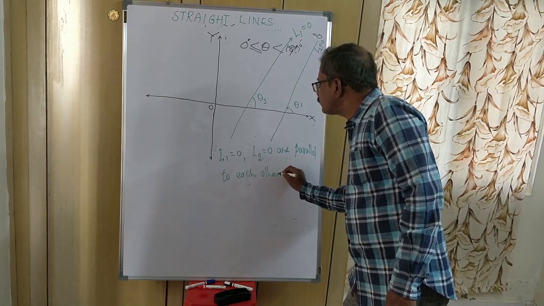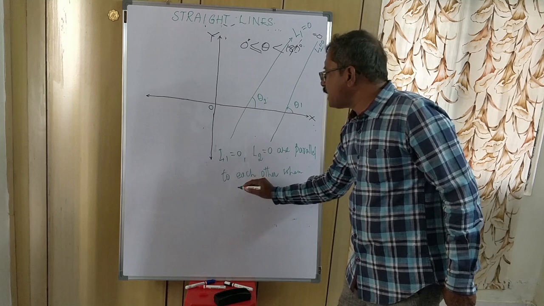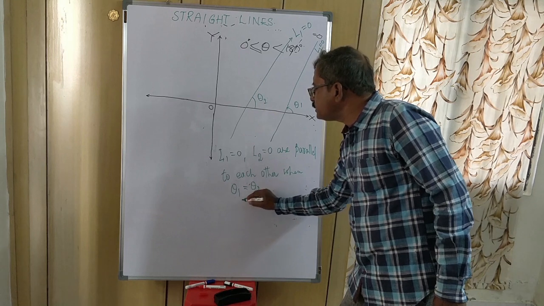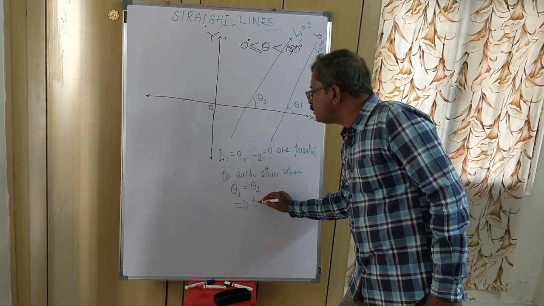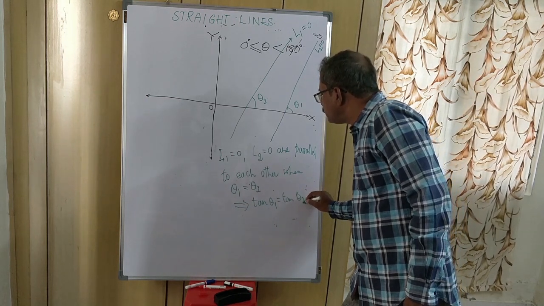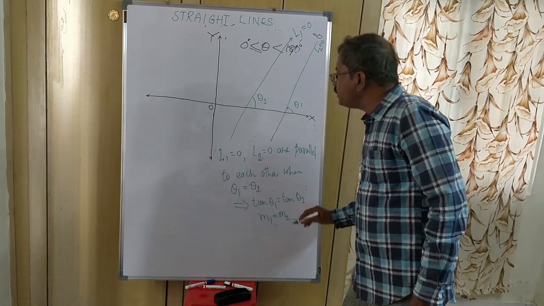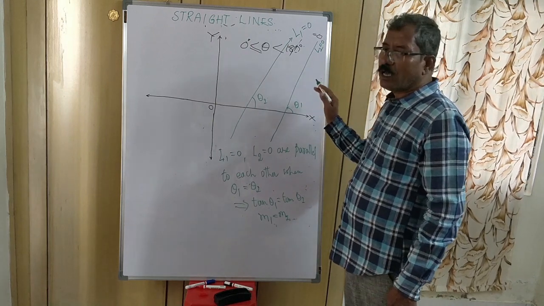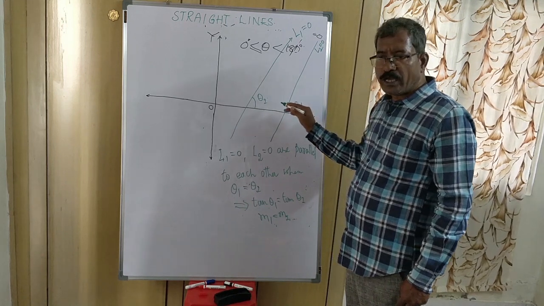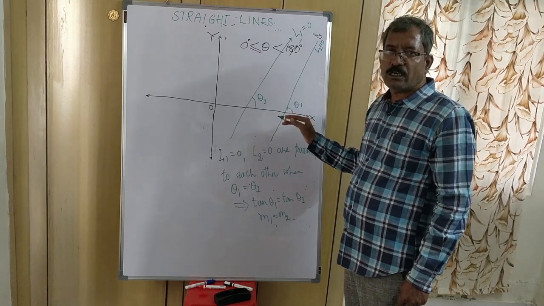when the angle made with the x-axis, theta 1, is equal to theta 2. That means tan theta 1 is equal to tan theta 2, or you say that m1 is equal to m2. When m1 is equal to m2, the two lines are parallel to each other. The difference between these two angles is 0. That means tan of theta 1 minus theta 2 gives you tan 0 degrees.